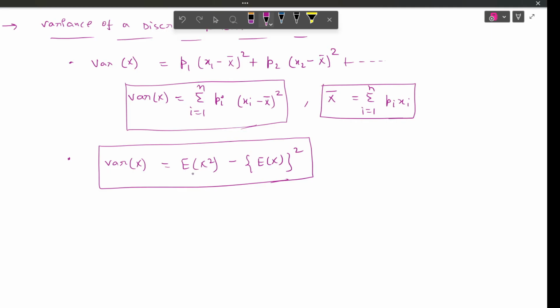remember this. So that means if we break it in probabilities, it will be summation i goes from 1 to n pi xi square, this thing is this, minus summation i equals 1 to n, what is expectation of x? pi xi. Okay, so remember these two formulas.